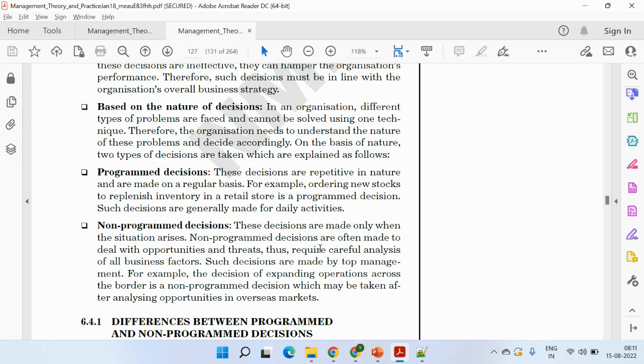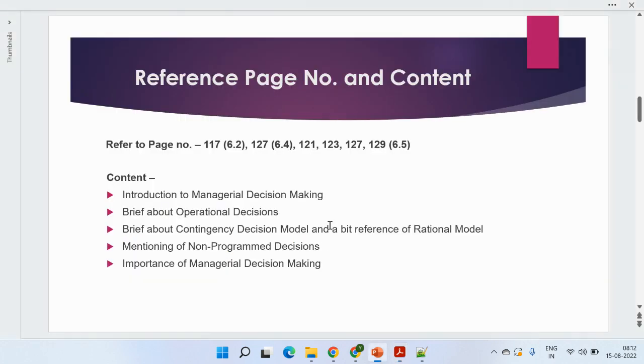The very first thing is a non-program decision. A non-program decision is basically when some situation arises that is not a scheduled one, not a regular one. Maybe it's due to a pandemic, a natural calamity, or some other issue. If it comes up, it is called a non-program decision. So first you just need to give a brief about what non-program decisions are. After that, you need to give a brief about the contingency decision model and the rational model.